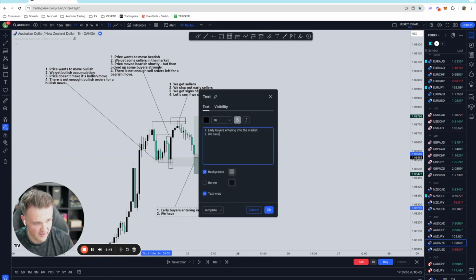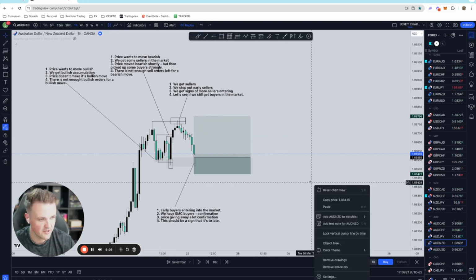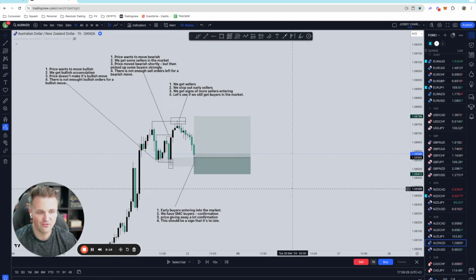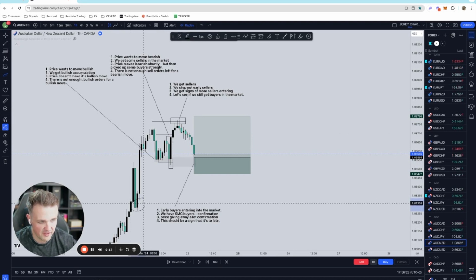Secondly, we have buyers, confirmation, price giving away a lot of confirmation. This should be a sign that it's too late. Do you understand what I mean by that? If price is giving you too much confirmation, if it's too clear to enter, like for this example, oh, it's bullish, it's giving you more information, it's just too late to enter. You want to be in the move from here or here till here. Here you want to be out of the move.